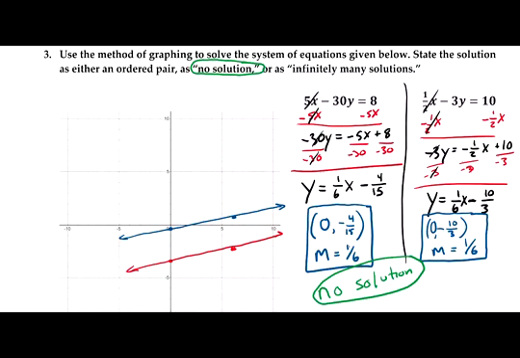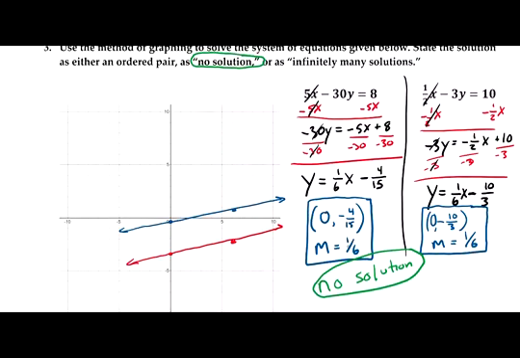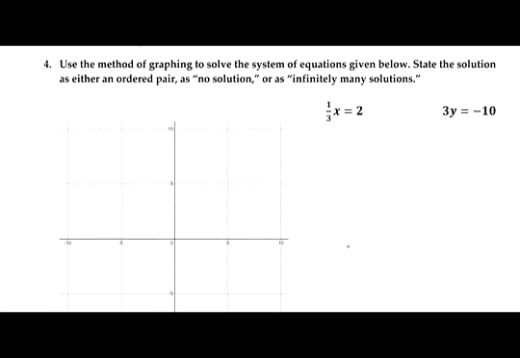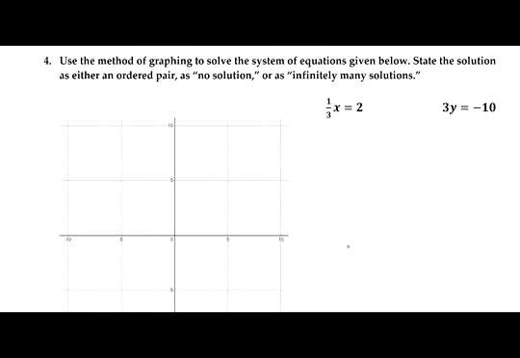All right, so that does it for the three possible scenarios. When you're solving a system of equations, there could be one solution, which is what normally happens, or there could be no solutions or infinitely many solutions. Now let's just look at one more quick example.